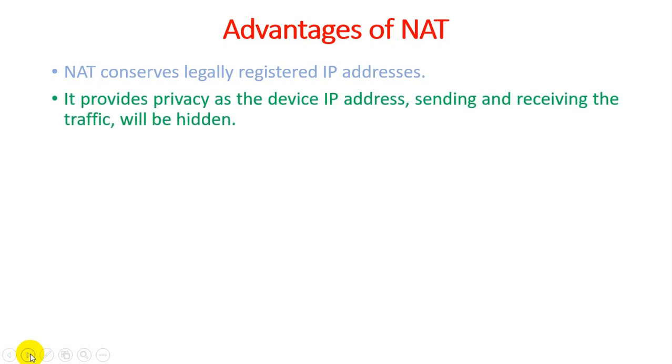Second, it provides privacy, as the IP address of the device sending and receiving the traffic will be hidden. As the previous figure says, we are providing some table, but it should be seen only within the particular router. It is never shown to the host as well as the destination. So it should be hidden from both parties.